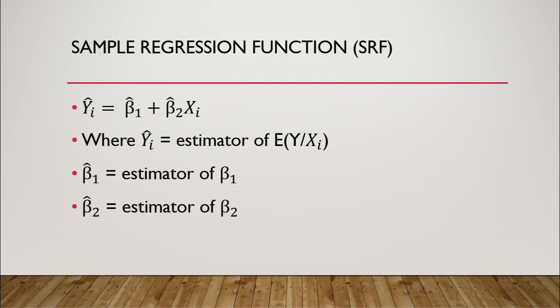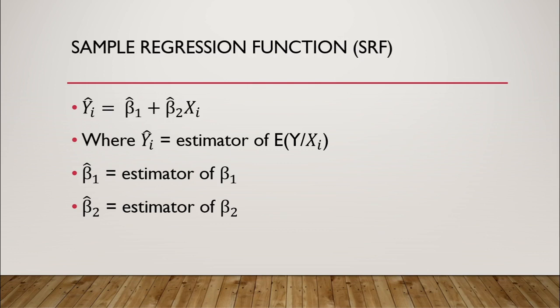And here yi hat is an estimator of the expected value of y for a given value of xi, and beta 1 hat is an estimator of beta 1, and beta 2 hat is an estimator of the population parameter beta 2. Here you have to remember that beta 1 and beta 2 are the true values of the population parameters, and we are always concerned with the estimation of the population parameters, and beta 1 hat and beta 2 hat are estimators of the true population parameters beta 1 and beta 2. So this is a sample regression function.